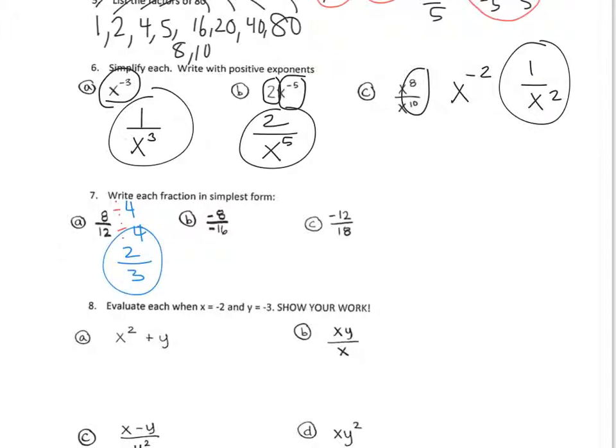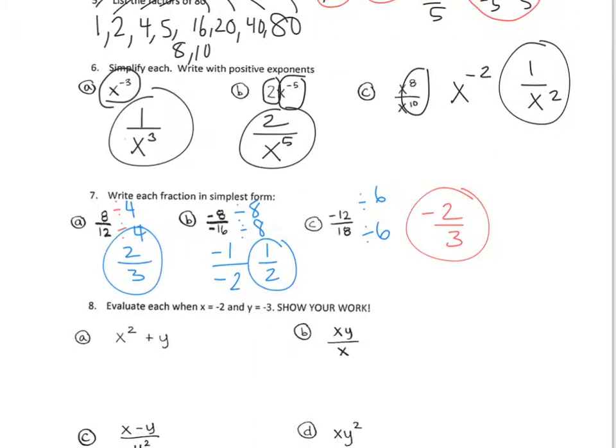Second one, what's the highest number that goes into 8 and 16? Well, I divide the top by 8 and the bottom by 8. So the top's going to be negative 1 and the bottom's going to be negative 2. But negative 1 divided by negative 2 is positive 1/2. Letter C, the highest number that goes into 12 and 18 is 6. So divide the top and the bottom by 6. So it's negative 2/3.